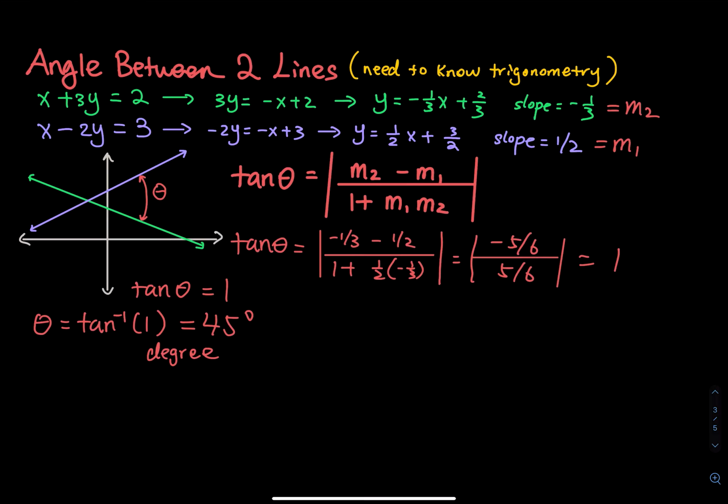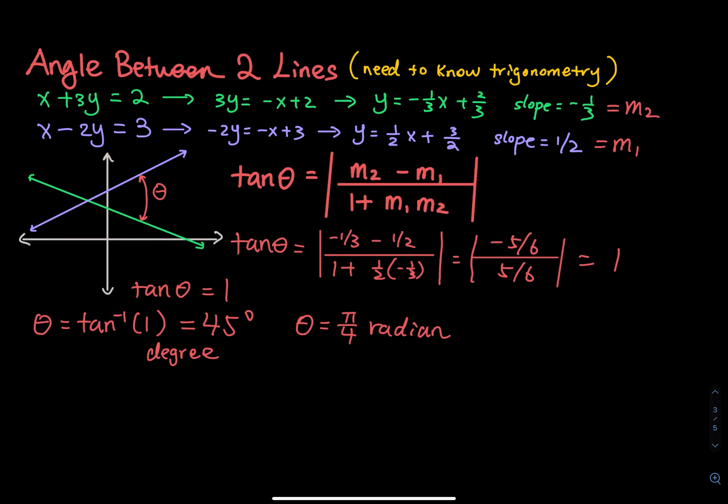For radian mode, by the way, I am not going to use a calculator to calculate the radian measure because I said that you need to know some trigonometry. So 45 degrees in a unit circle is equal to pi over 4 in radians. So theta is equal to pi over 4. This is in radians.